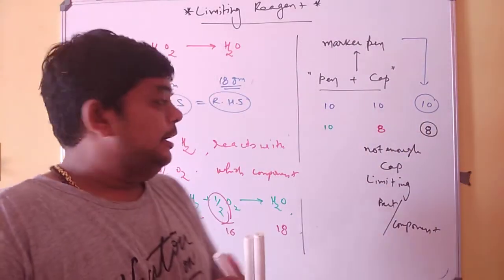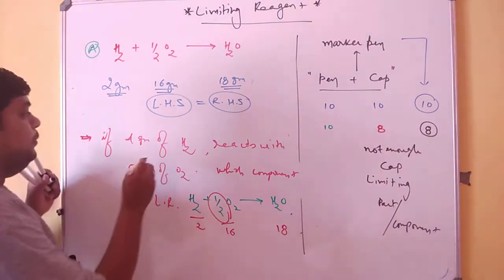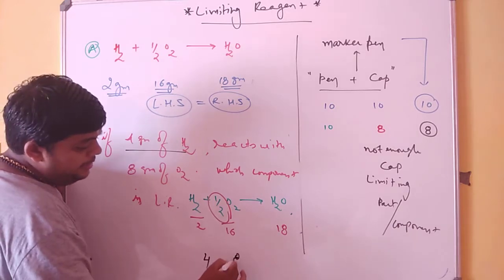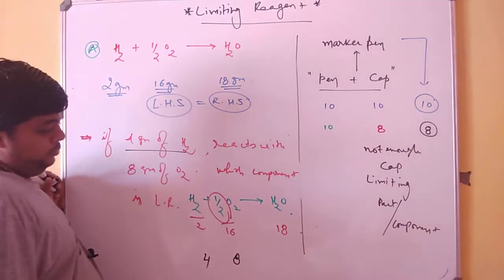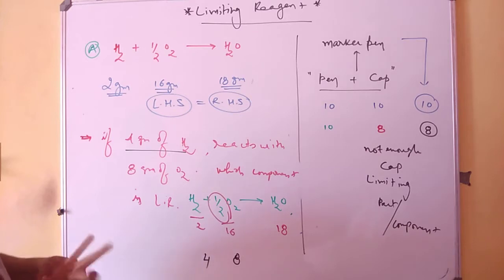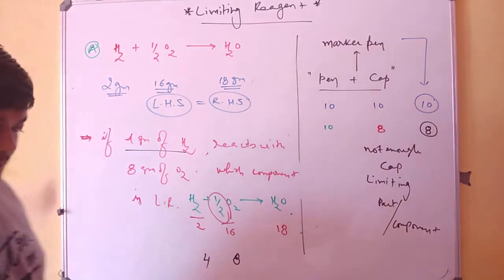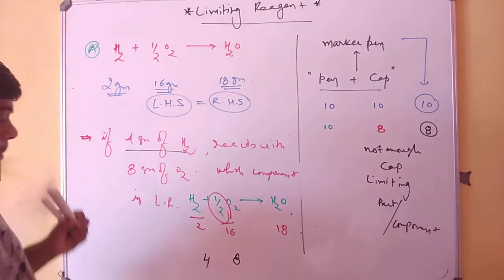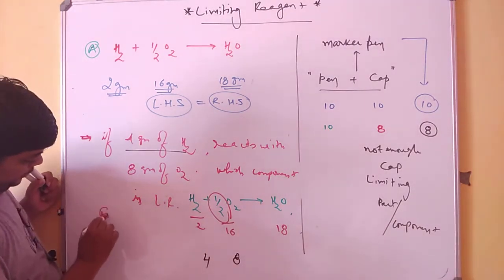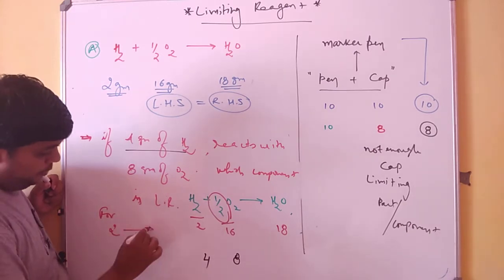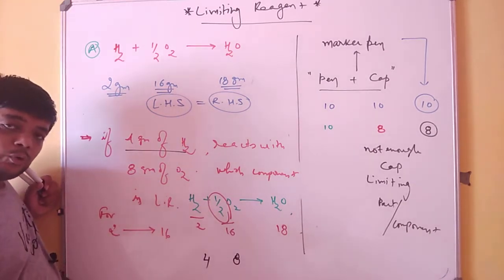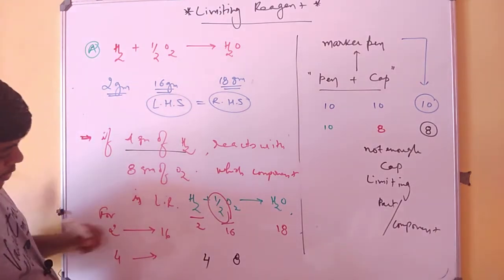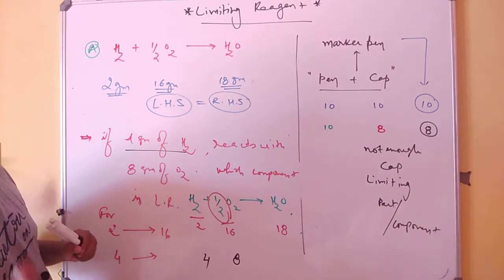But over here, in the question, you have 4 gram of H2 and you have 8 gram of O2. Now you have to select which of these two is the limiting reagent. See, it's a very simple cross multiplication phenomenon. For every 2 gram of H2, you have 16 gram of O2. So for every 4 gram of H2, how much O2 would you have?